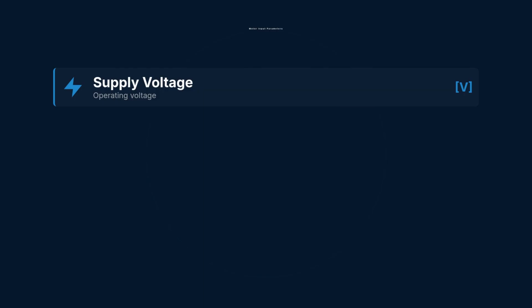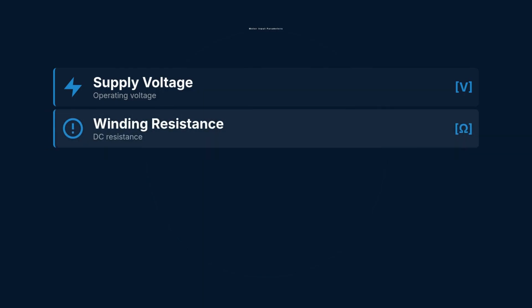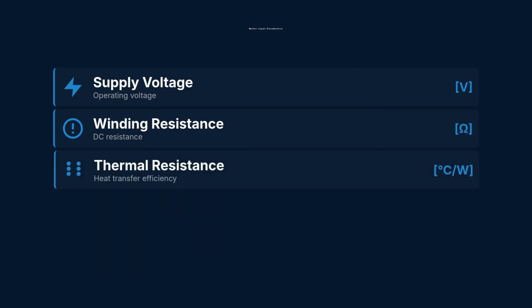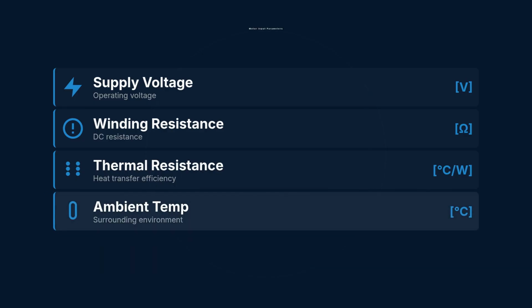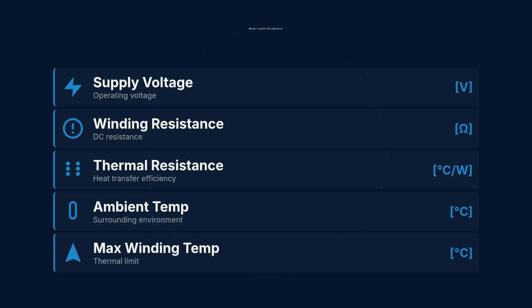Second, winding resistance in ohms is the DC resistance of your motor windings. Third, thermal resistance in degrees Celsius per watt indicates how efficiently heat transfers from windings to ambient. Fourth, ambient temperature in degrees Celsius is your surrounding environment temperature. Finally, maximum winding temperature in degrees Celsius sets the thermal limit for your motor windings.